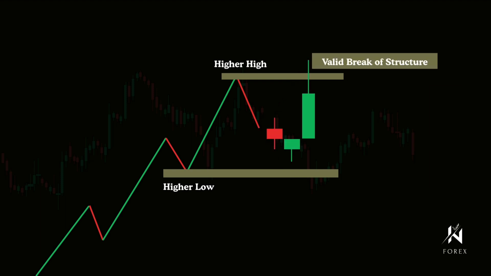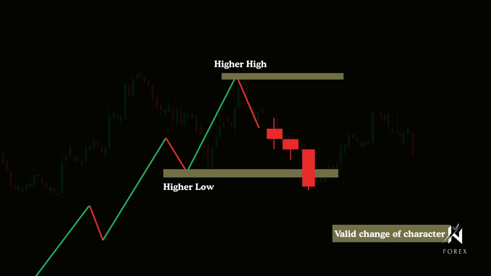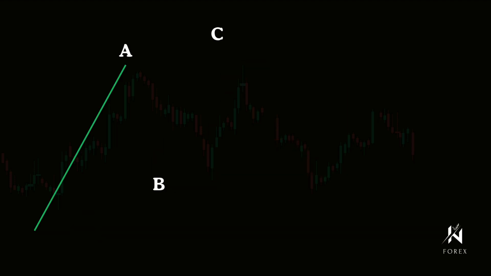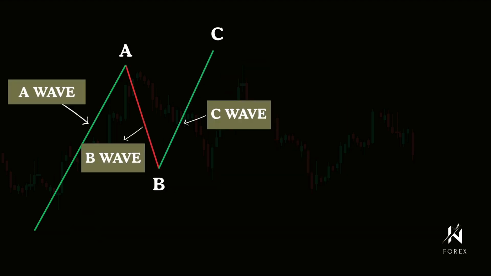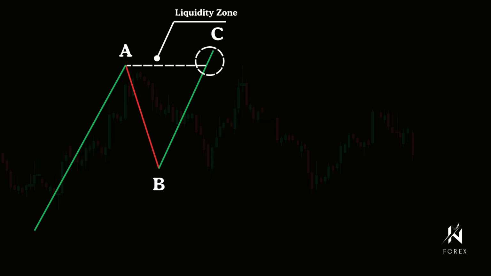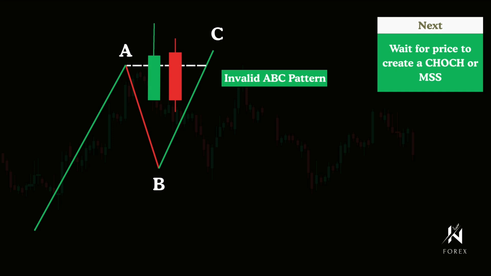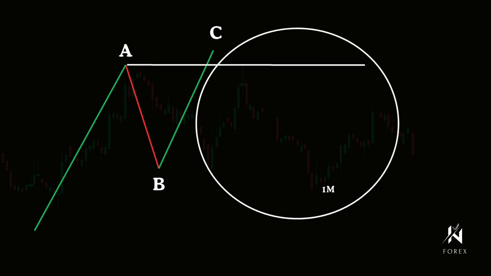What's important here is that a break of structure is confirmed even if a wick pushes beyond the previous structure level, but for a change of character we require a full candle break and close below the previous market structure level. Picture a valid ABC pattern where the price grabs liquidity above the high through the C wave, followed by a single rejection candle, and then shifts direction to the downside. The next move is to wait for a clear change of character to form. So to observe that, we can zoom into a lower time frame such as the 1-minute chart, and we'd notice a formation like this. As stated earlier, we must wait for a change of character.